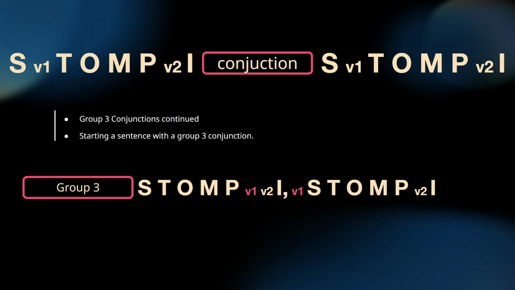Let's take a look at how we would start a sentence with a group 3 conjunction. And here we're not limited to only one. We can start a sentence with any of our conjunctions. I will begin with my group 3 conjunction. The sentence immediately following that group 3 conjunction, the first verb position is going to move to the second verb position.